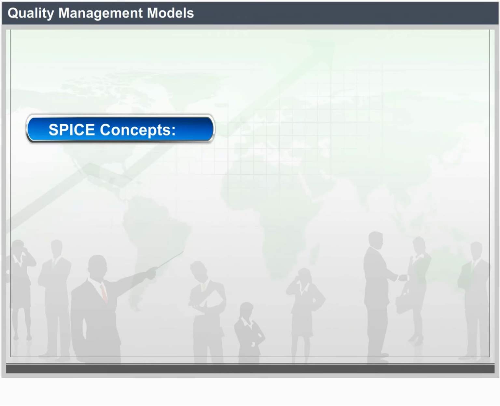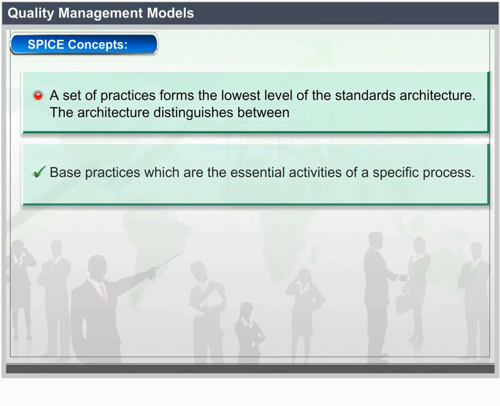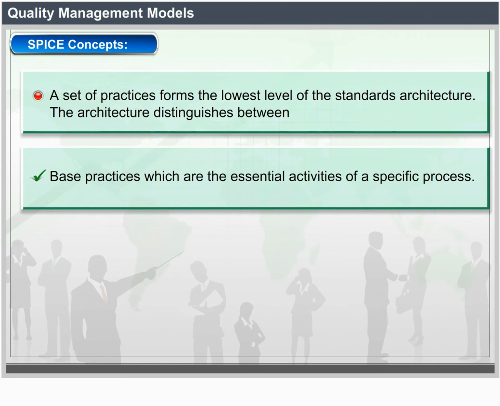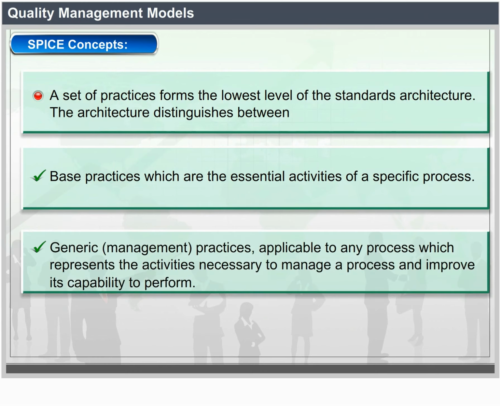SPICE concepts. A set of practices forms the lowest level of the standard's architecture. The architecture distinguishes between base practices, which are the essential activities of a specific process, and generic management practices applicable to any process, which represent the activities necessary to manage a process and improve its capability to perform.